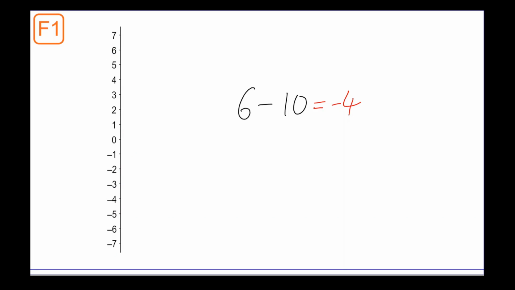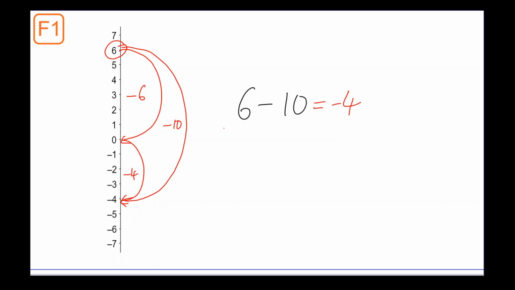This time, if I start at 6 again, but I subtract in 2 jumps, I go from 6 to 0, which is taking away 6, and from 0 to negative 4, which is taking away 4. So all in all, I've subtracted 10. And I knew I could do this because I know that I can split 10 into 6 and 4.